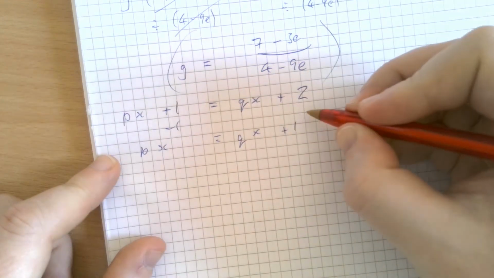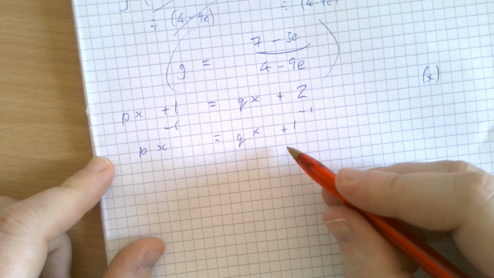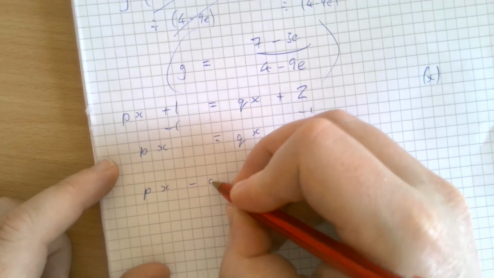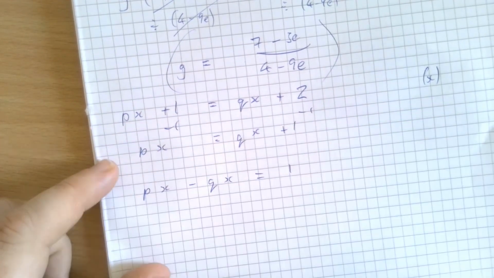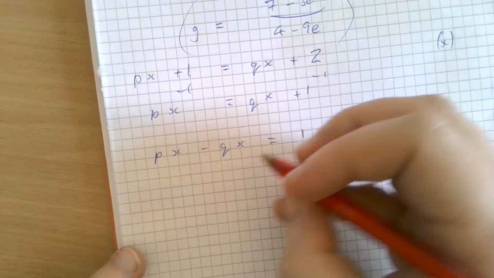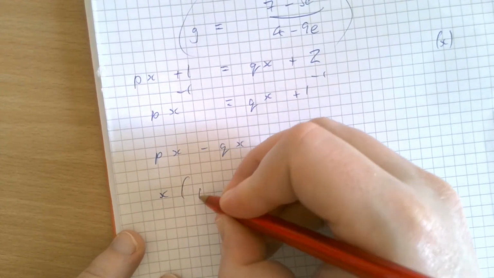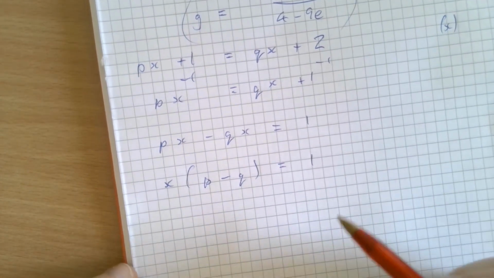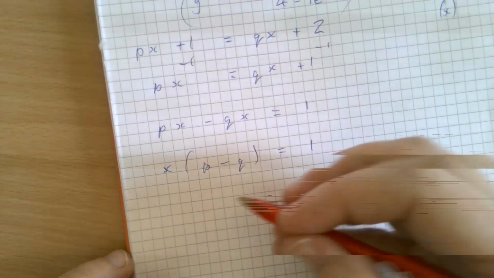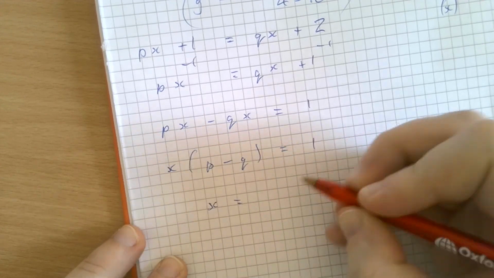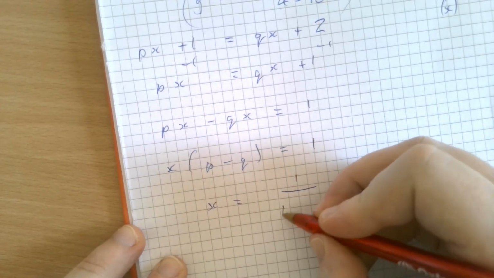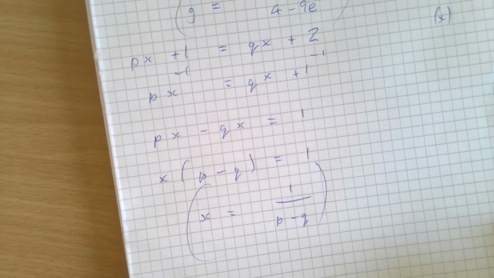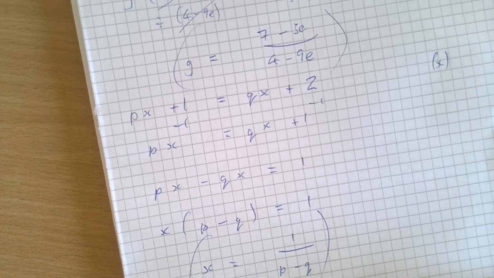Okay. Taking away 1 from both sides. 2 take away 1 just makes plus 1 there. Let's take away qx from both sides next. Okay, and I'm going to factorize out x, exactly like we did before, and then divide both sides by what's inside this bracket, in this case p minus q. x equals 1 over p minus q. Done. That's it. Pretty straightforward once you know the steps.